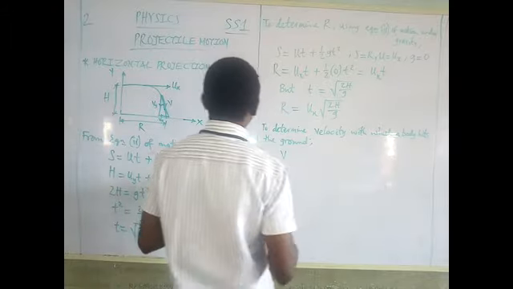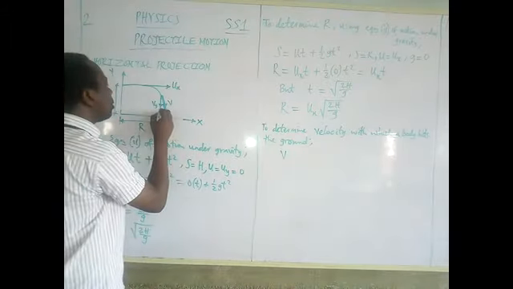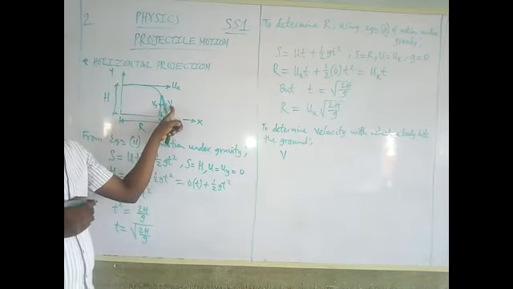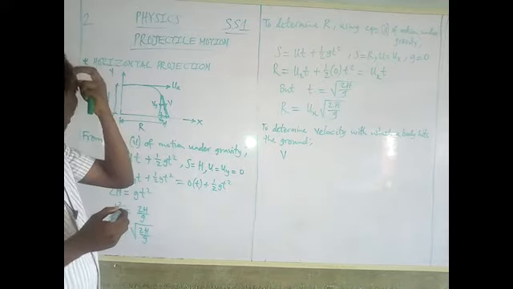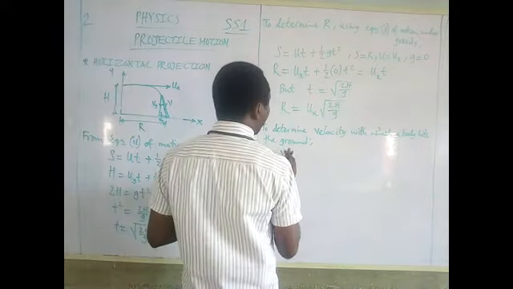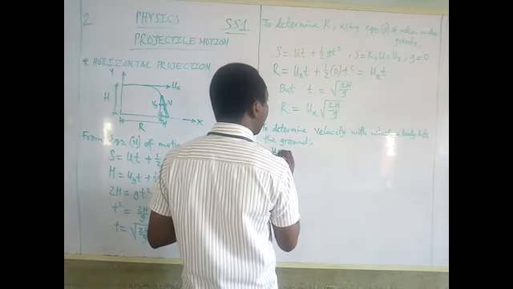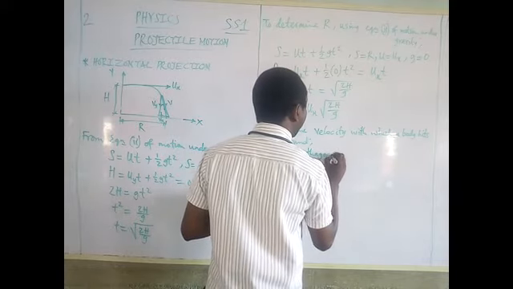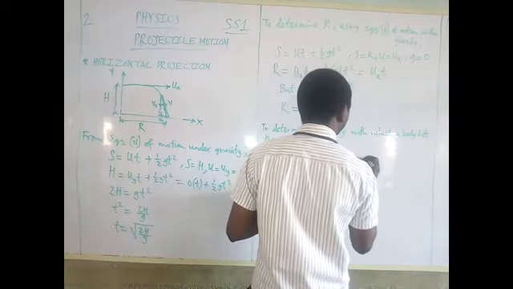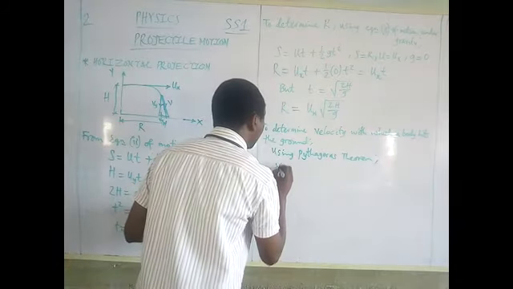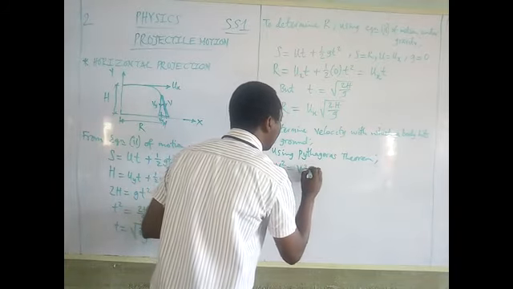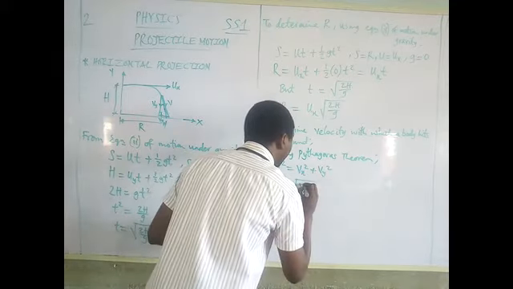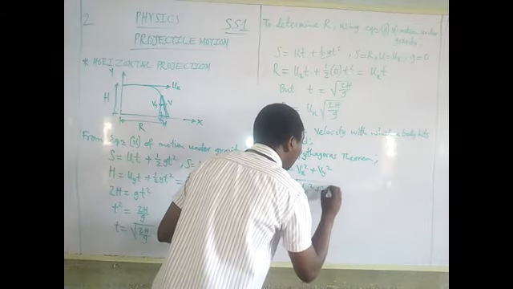And that is our V. When you have a drawing like this, don't forget this is angle 90 degrees. To get this V, we need Pythagoras theorem to produce that answer. So my V here, using Pythagoras theorem, I will have V square is equals to Vx square plus Vy square, and then V will become square root of Vx square plus Vy square.